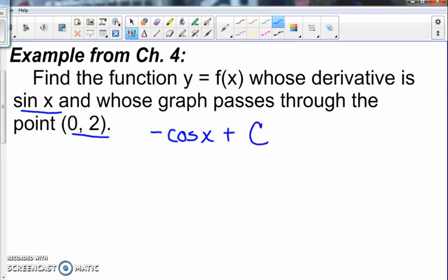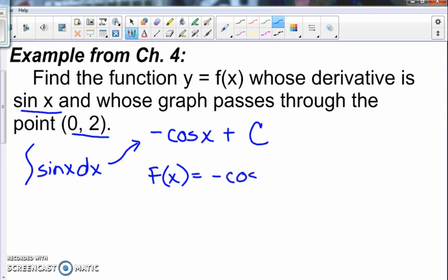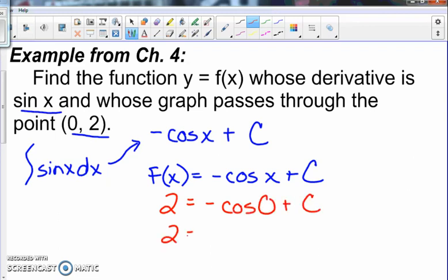But it could also have any constant added to it, correct? So basically, we just integrated sine of x dx and came up with that. Then we get into the whole particular solution part. If our function is f of x, or y, equals negative cosine of x plus c, the particular solution tells us to substitute in 2 for y, and 0 for x. The cosine of 0 is 1, so this would be a negative 1 right here, and so c would have to equal 3.